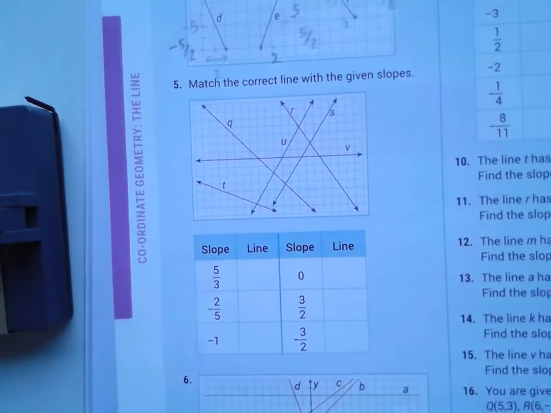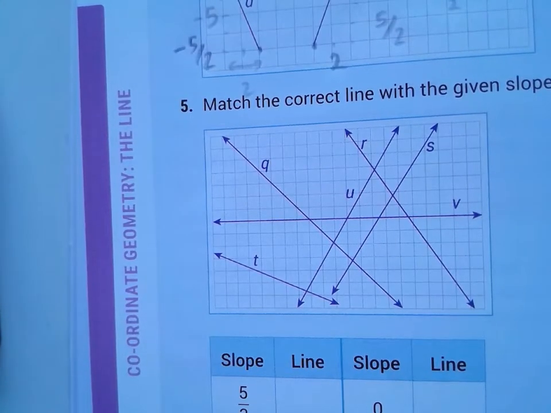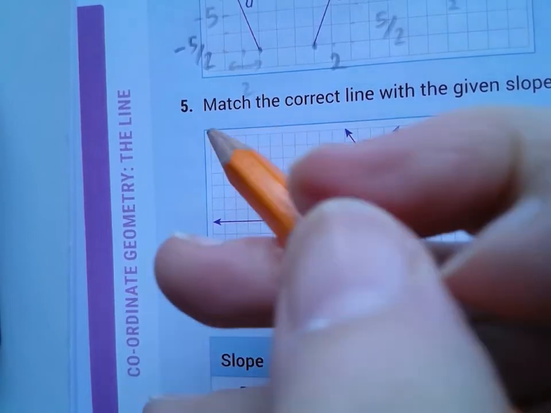So let's go down here a bit closer and make sure we're focused. Here we have the line Q. I want to find a start point.